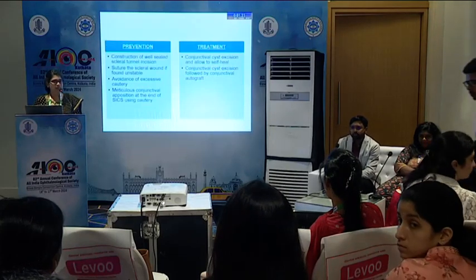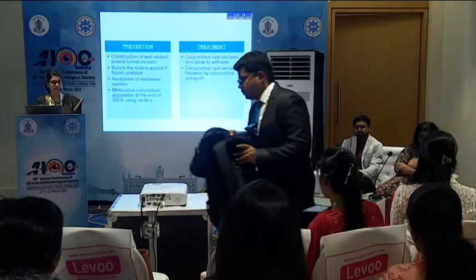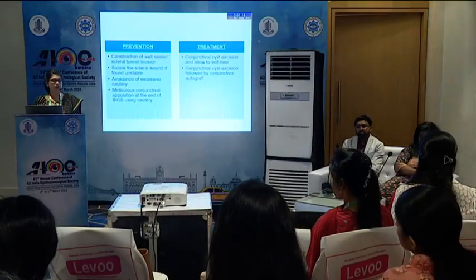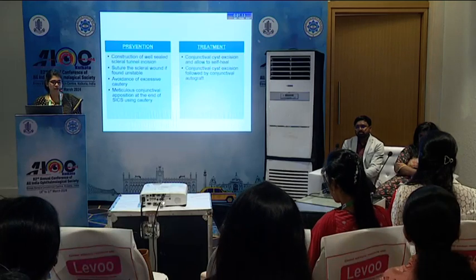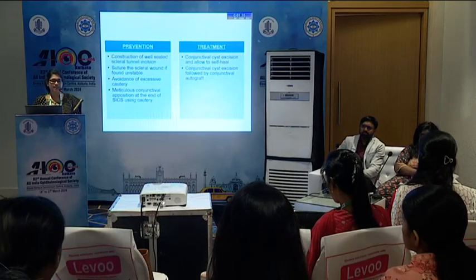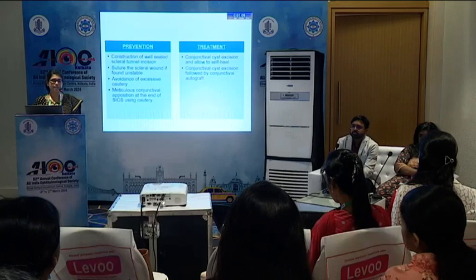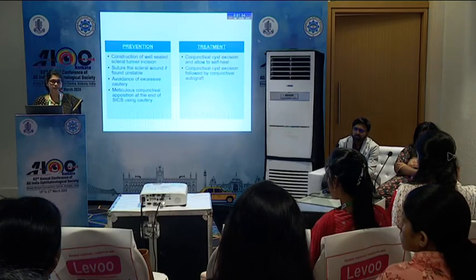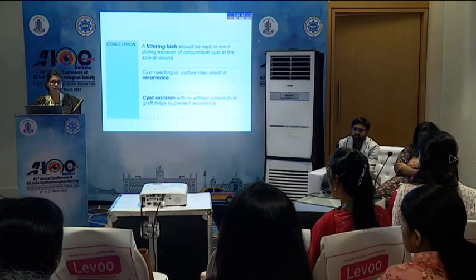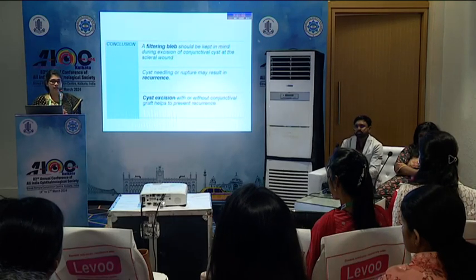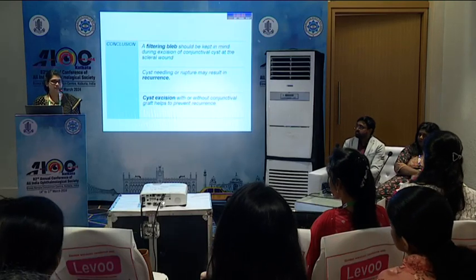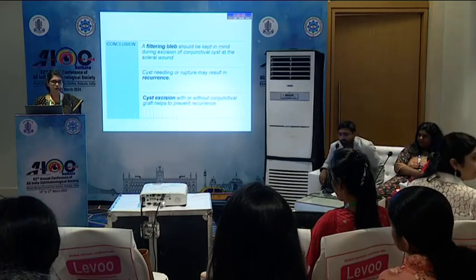This can be prevented by construction of a well-sealed scleral tunnel incision and avoidance of excessive cautery at the scleral section. Also, meticulous conjunctival closure at the end of surgery will help a long way. There are several treatment options ranging from simple conjunctival cyst excision to trypan blue assisted cyst excision with or without autoconjunctival grafts. So I conclude that if we encounter a conjunctival impaction cyst following cataract surgery, a filtering bleb has to be borne in mind.